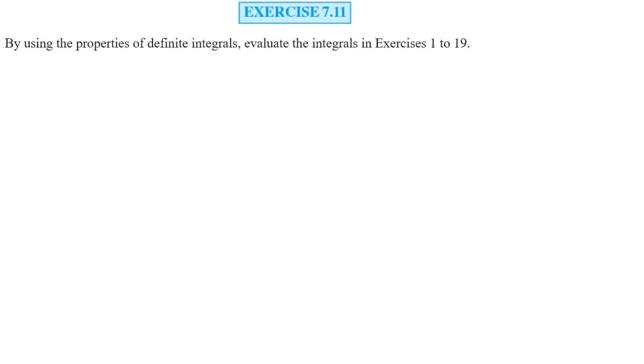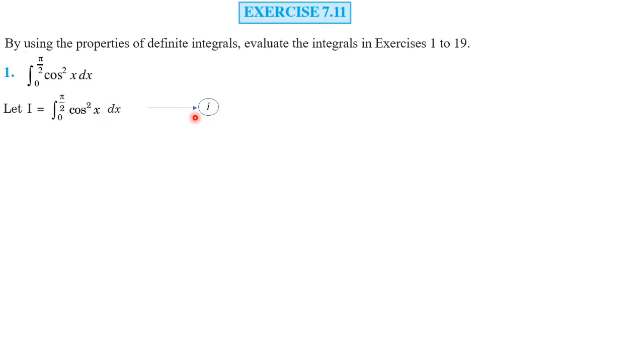Next we shall discuss the exercise problems. First question from exercise 7.11. By using the properties of definite integrals, evaluate the integrals in exercises 1 to 19. The first question is integral 0 to pi by 2 cos square x dx. When we check the limits, the lower limit is 0 and the upper limit is pi by 2. So let's take I is equal to integral 0 to pi by 2 cos square x dx.